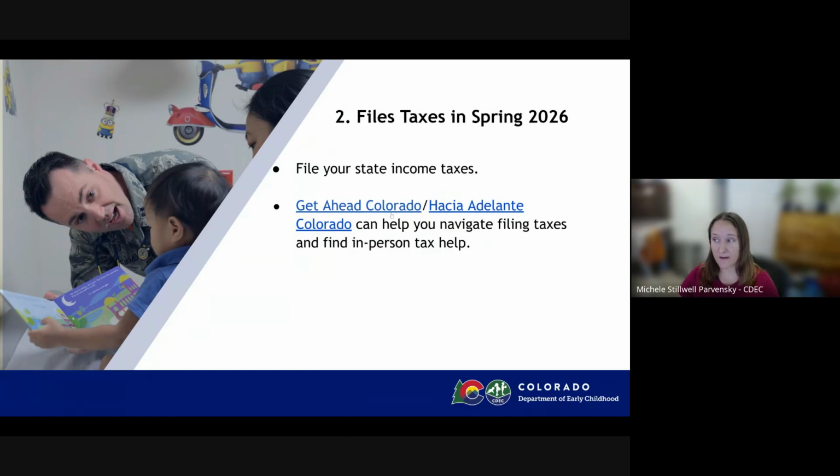Anybody who needs help with filing taxes, Get Ahead Colorado, which also has a Hacia Adelante page in Spanish, can help folks in navigating filing taxes and finding in-person tax help. The CDC isn't able to help anybody with tax advice, so we will be directing people there if they need tax advice. And as Elaine just mentioned, we anticipate there will be a very simple form in your state income taxes that you would just have to enter that attestation ID, which you can always find in PDIS. And then that will be how you claim the credit. But we'll update with more information once we know the particular tax form.